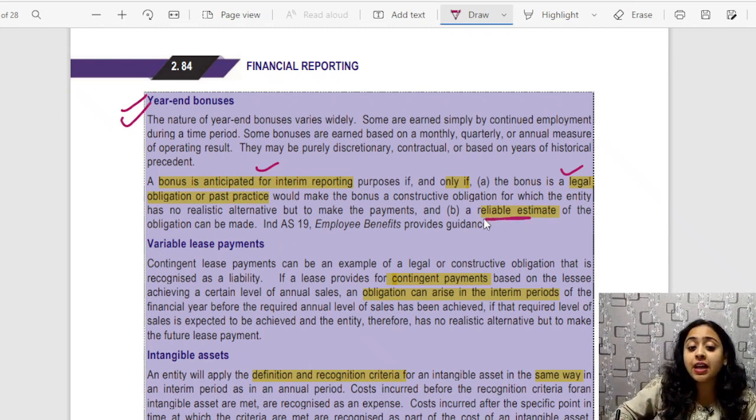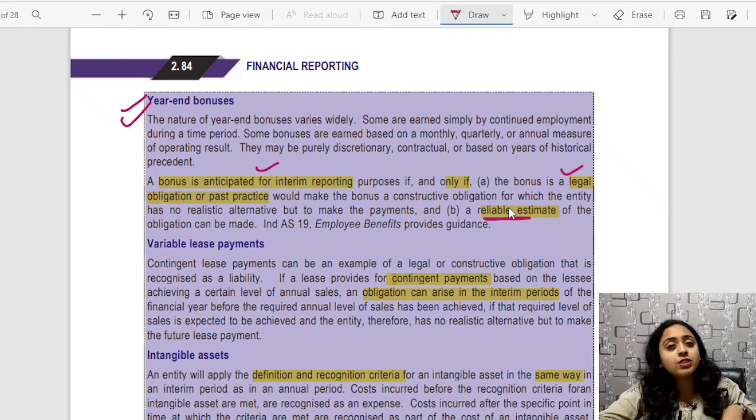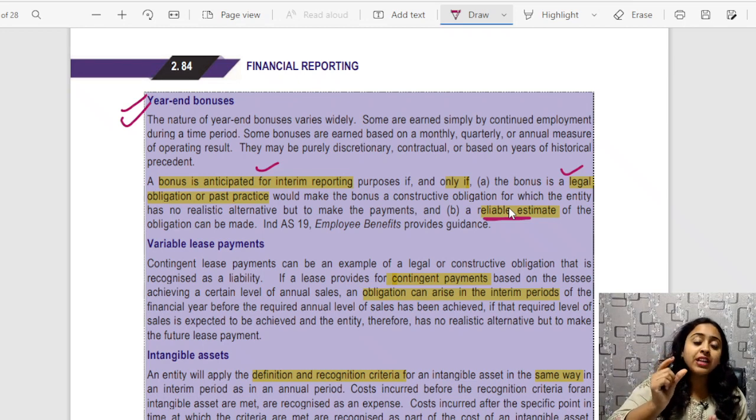Secondly, reliable estimates can be taken. For example, you know how much approximately the amount will be of such bonus. Firstly, either there is legal requirement, constructive obligation, or it is past practice. Secondly, you can make a reliable estimate of the amount that should be recorded as a provision. Okay, variable lease payment, contingent lease payments obligation can arise in the interim periods.